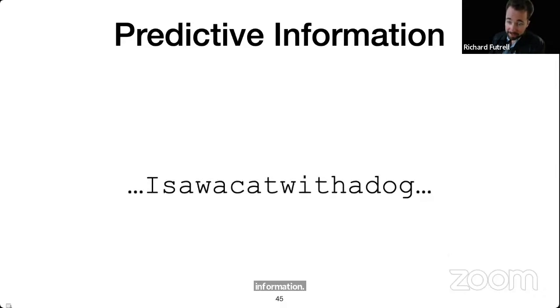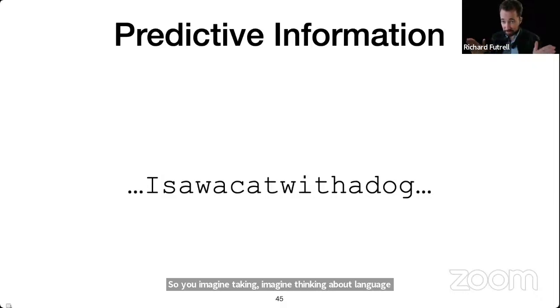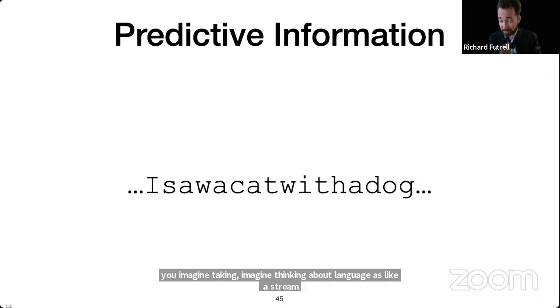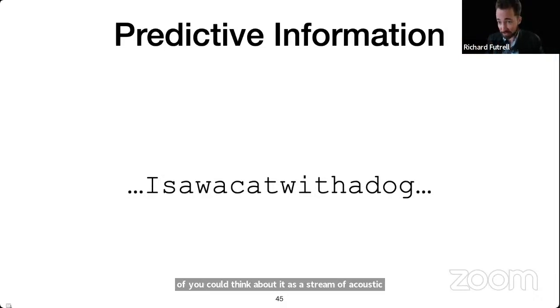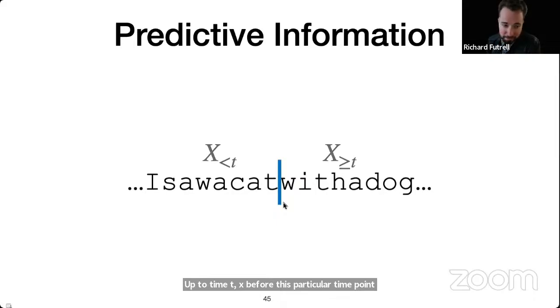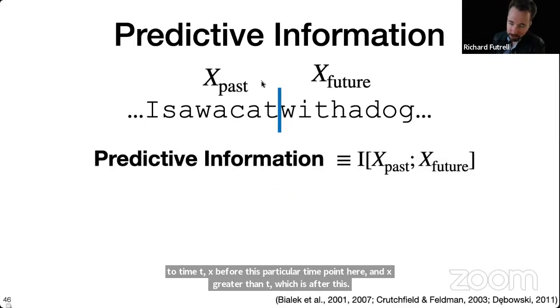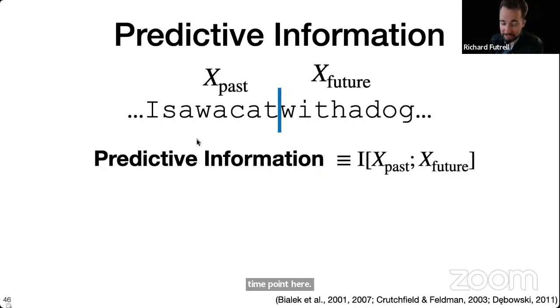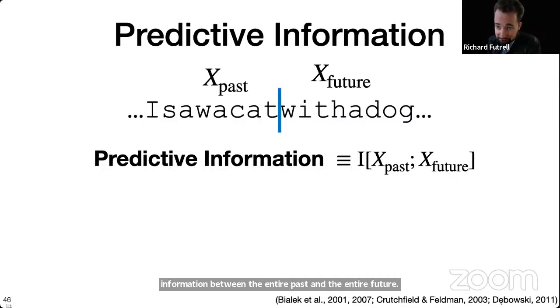So you imagine thinking about language as a stream. You could think about it as a stream of acoustic input, but let's just think about it as a stream of discrete phonemes represented here as letters, just so you can read it. You can imagine splitting that stream at some arbitrary point. And that defines something you'd call the past and something you'd call the future. So that's x up to time t, x before this particular time point here, and x greater than t, which is after this time point here. Then the predictive information is the mutual information between the entire past and the entire future. So it's the amount of information that the past contributes towards predicting the future.